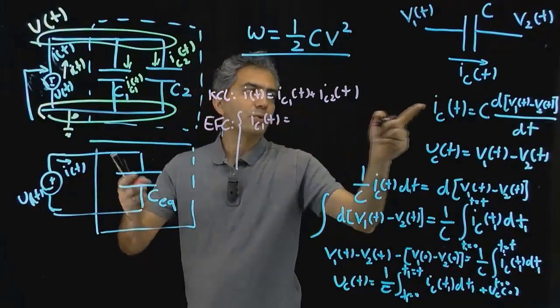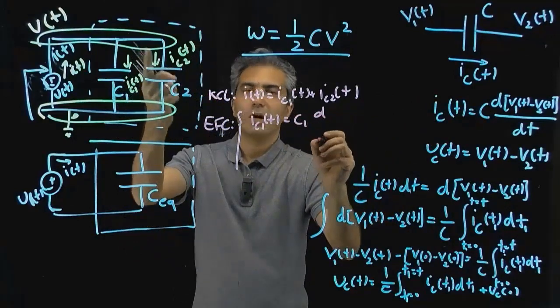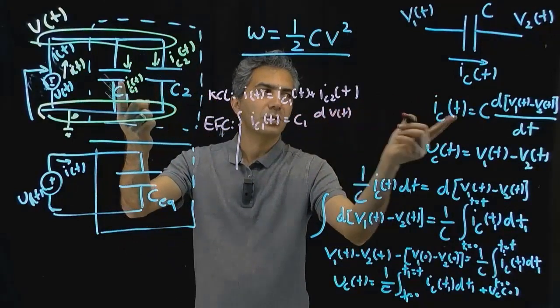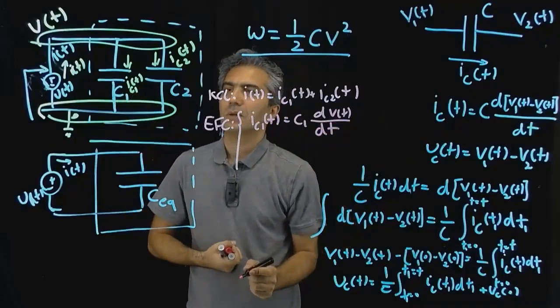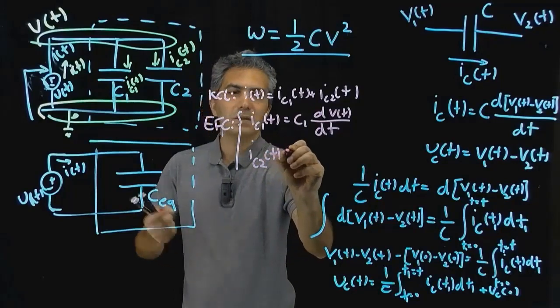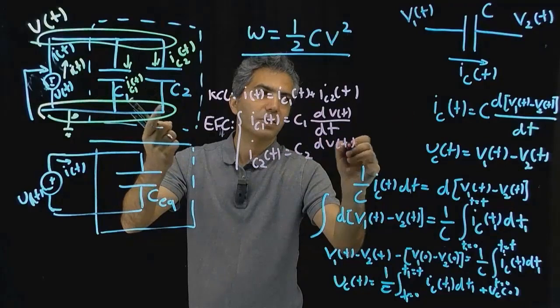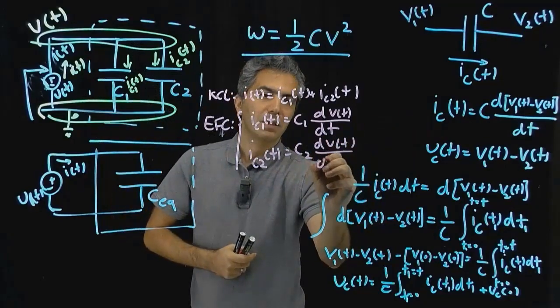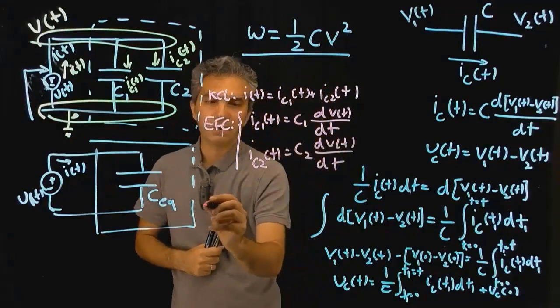IC1(t) is equal to C1 d(V(t) minus 0)/dt, using the voltage on top, V(t), minus the voltage on the bottom, 0, right? Same for the second one. IC2(t) is equal to C2 d(V(t) minus 0)/dt. Now, I take these two and put them in the KCL.